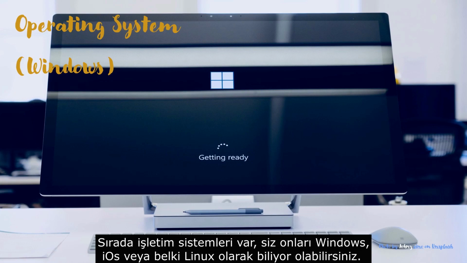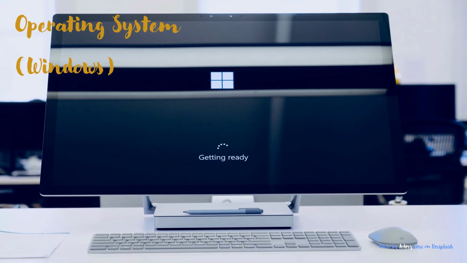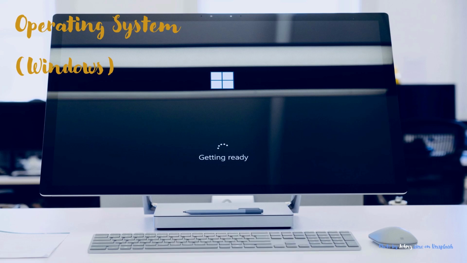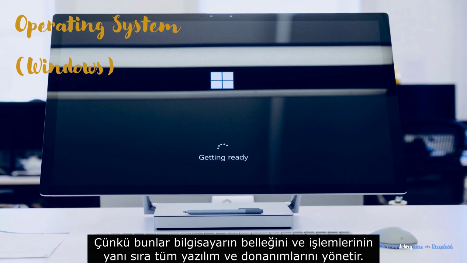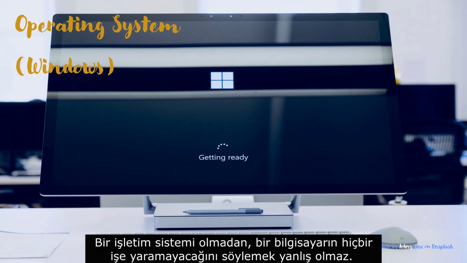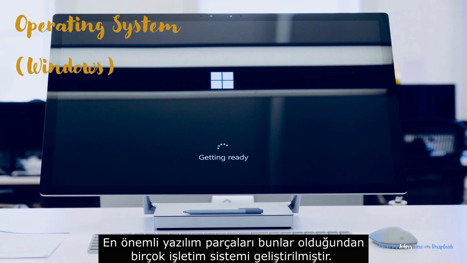We also have operating systems. You guys may know them as Windows, iOS, or Linux. These are the most important parts of a computer software, since these rule the whole software and hardware, as well as the storage or memory and operators. It also allows you to communicate with the computer without actually knowing the language of the computer. It seriously wouldn't be wrong to say a computer would be nothing without an operating system, since it is the most important part of a computer software.